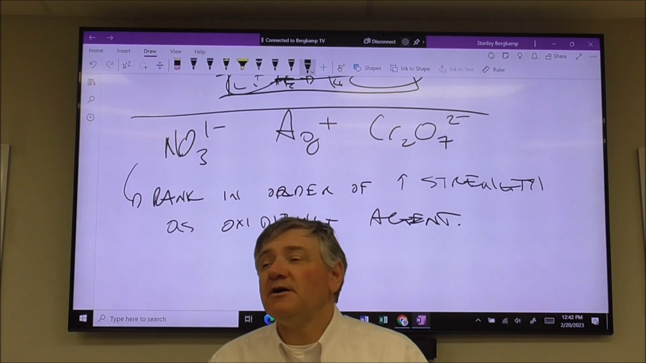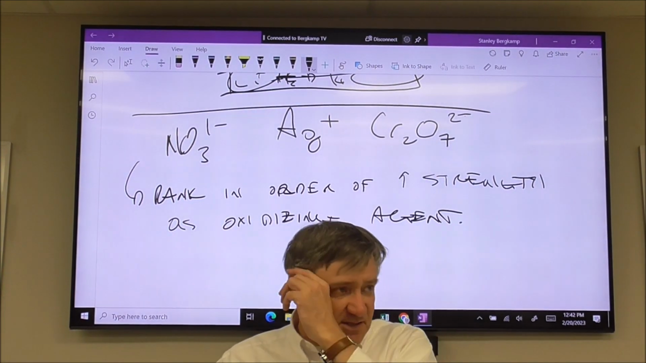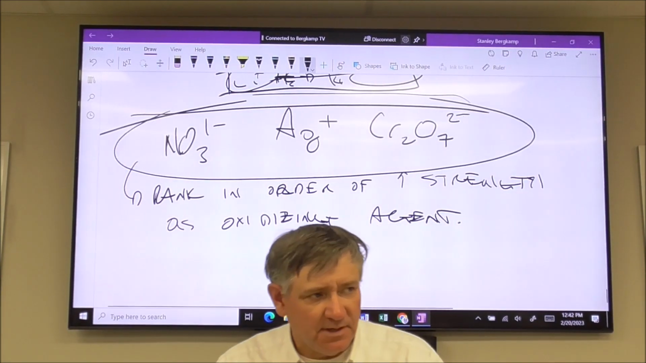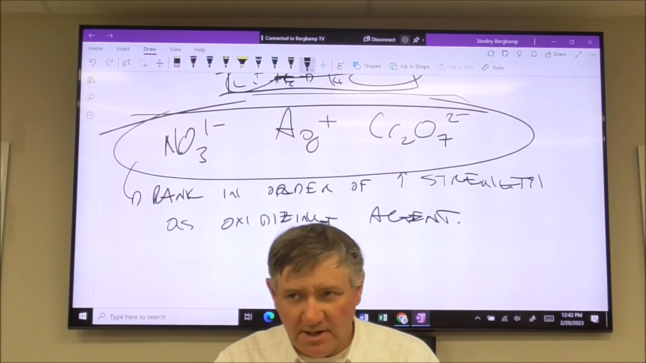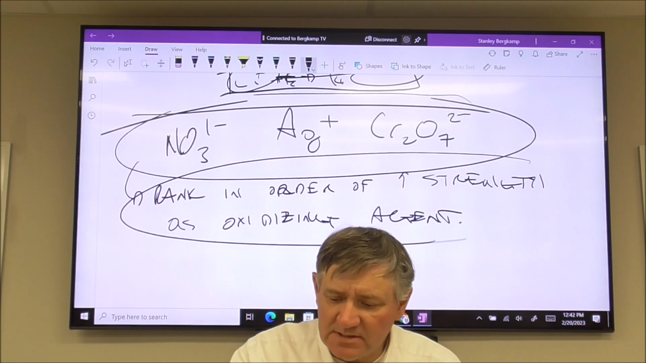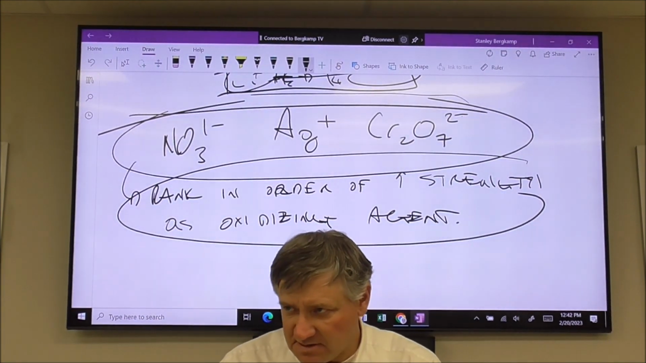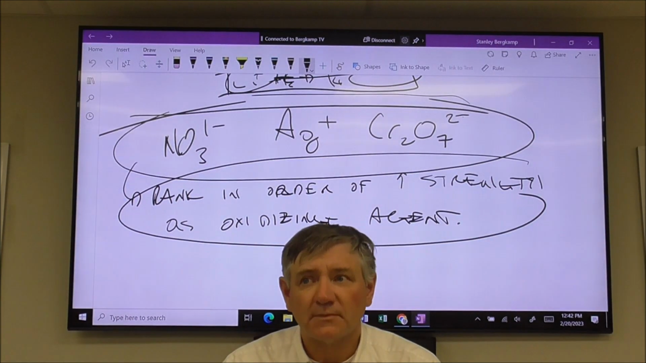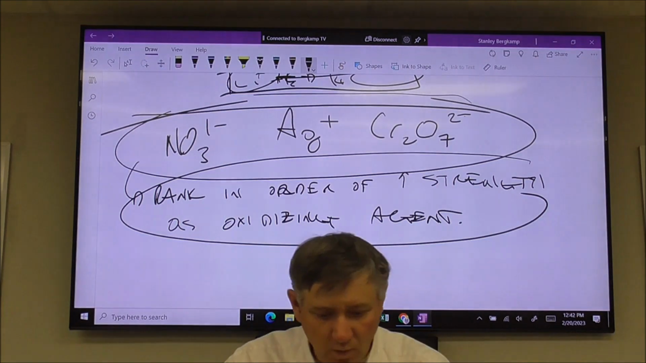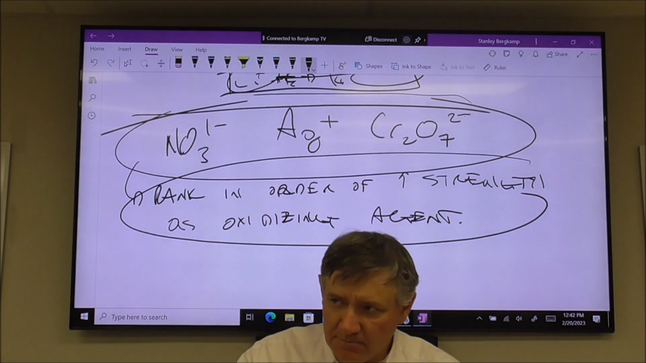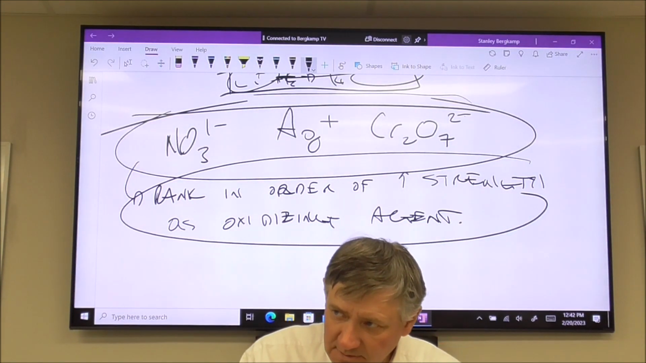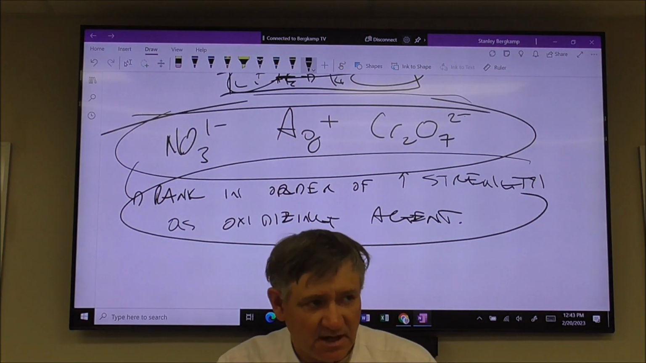Now, using that reduction table that I just gave you, you have three potential ions. Nitrate ions, silver ions, dichromate ions. Those are the three that you have available. I want you to rank them in order of increasing strength as oxidizing agents. Okay? Increasing strength. So in other words, when you get done, the one that you list last is the best oxidizing agent. The one that you start with has the least strength as an oxidizing agent.